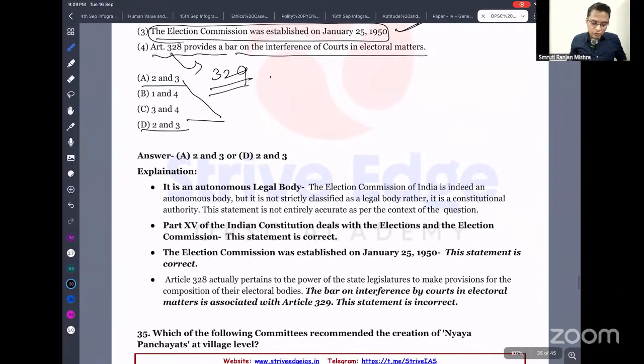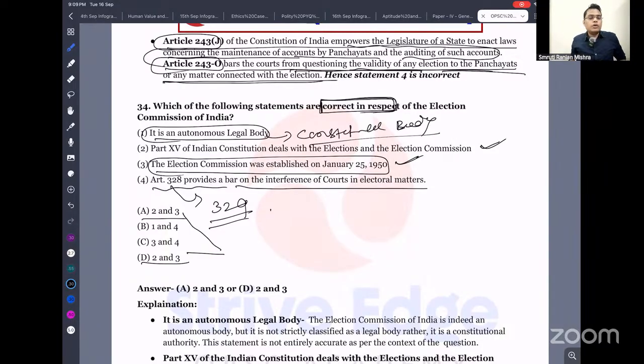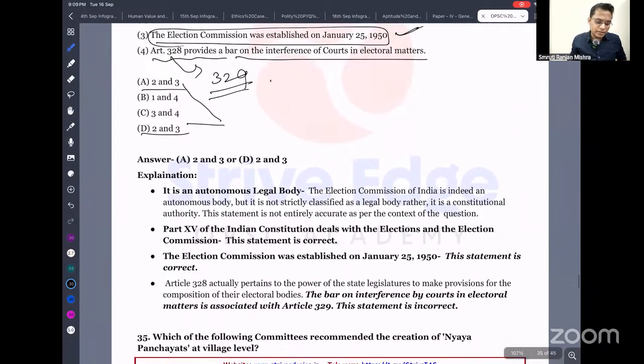Okay. So if you know that, actually this first point is not correct, because it's not an autonomous body, it's a constitutional body. So the first statement, that the Election Commission of India is a constitutional body, is the reason it is not correct.